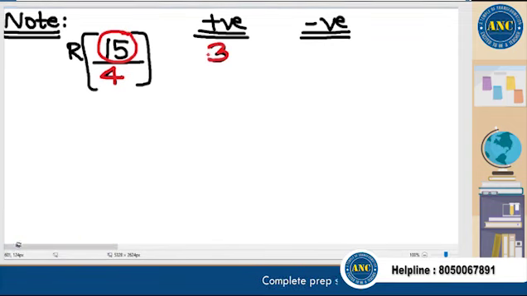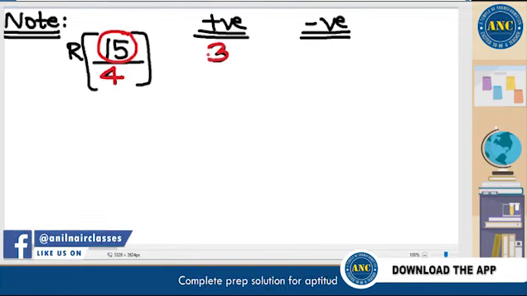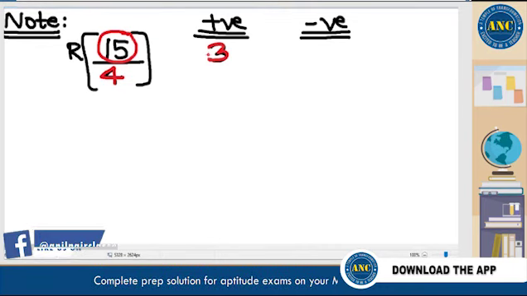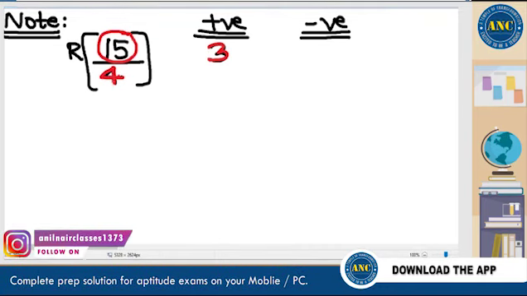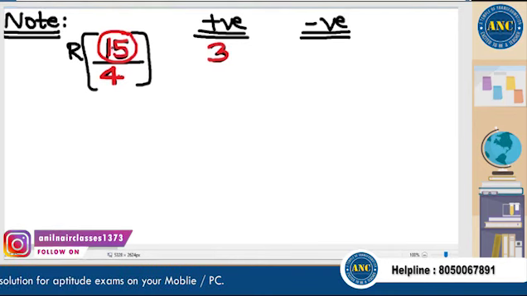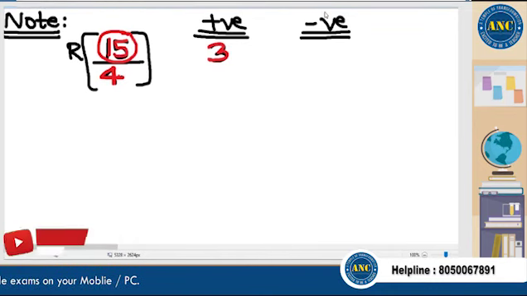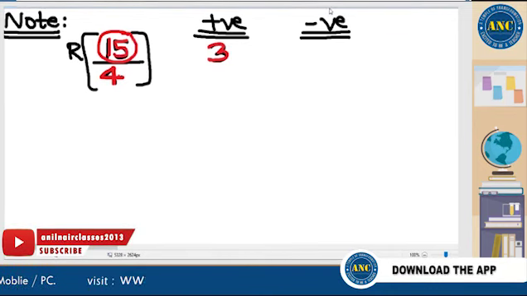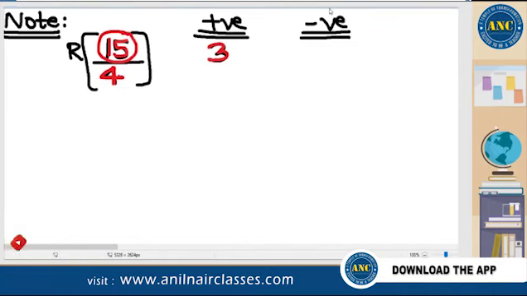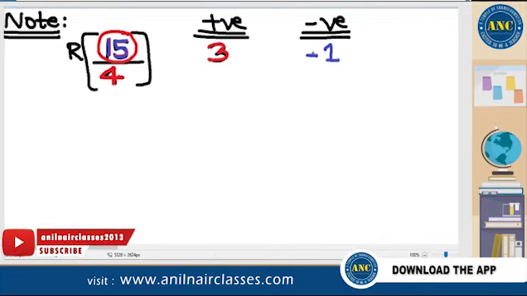That is nothing but positive remainder. How to find negative remainder? Take a multiple of 4 which is closer to 15 but greater than 15. What is a multiple of 4 which is closer to 15 and greater than 15? It is 16. What is the difference between 15 and 16? It is 1. Write down 1, put a negative sign.